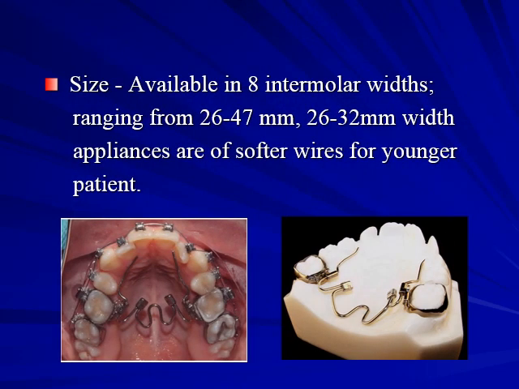The nitinol expander comes in 8 different sizes according to the intermolar width. It ranges from 26 to 47 millimeters in width. It is also found with softer wires in sizes ranging from 26 to 32 millimeters in width, which are commonly used for younger patients with deciduous dentition.